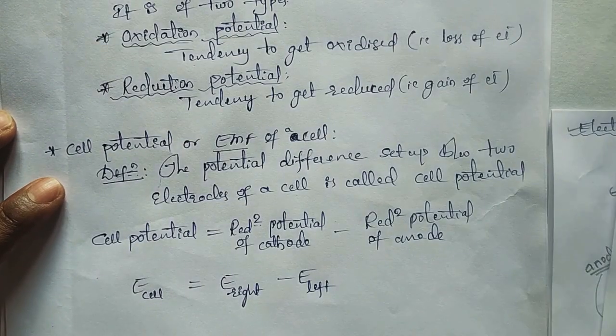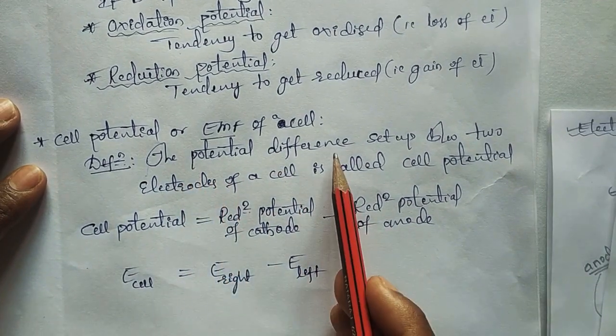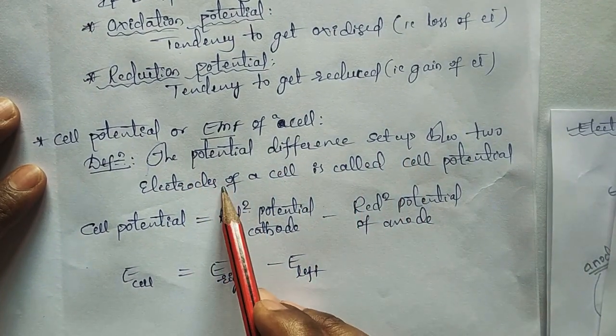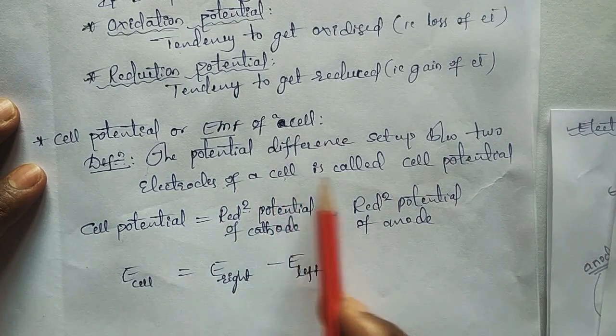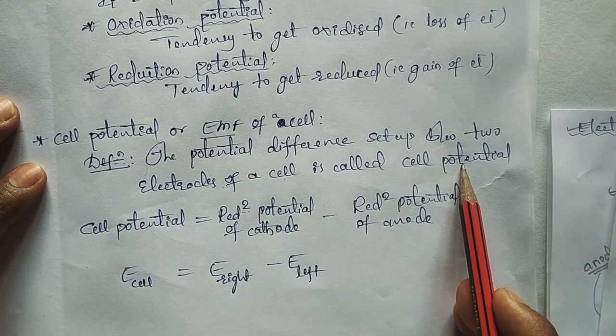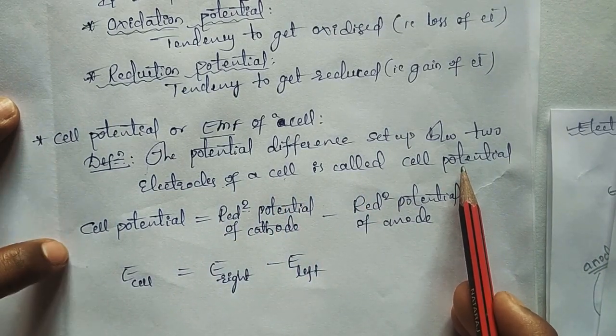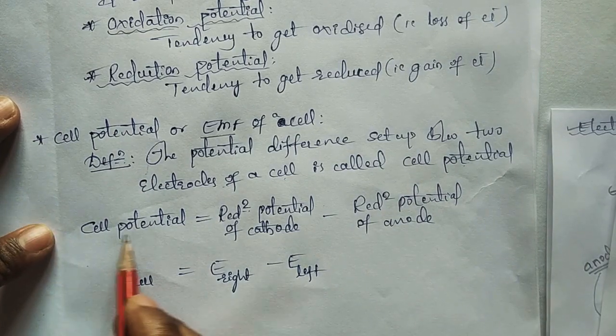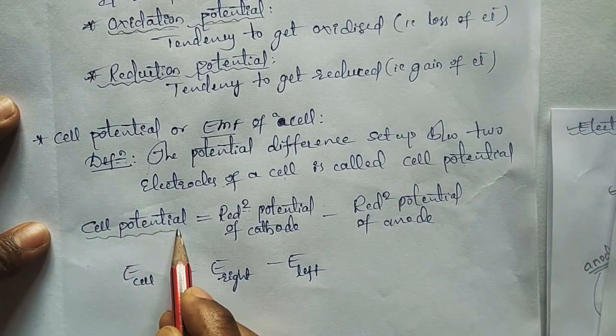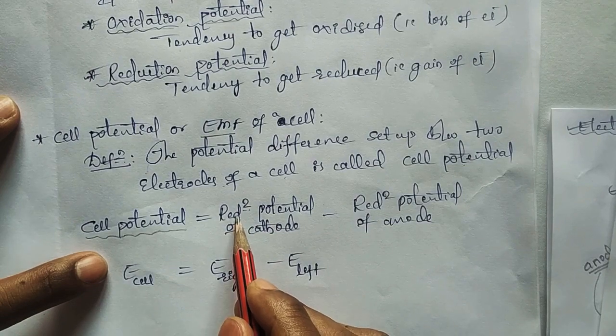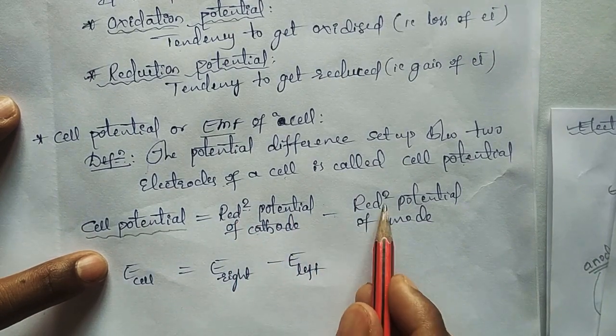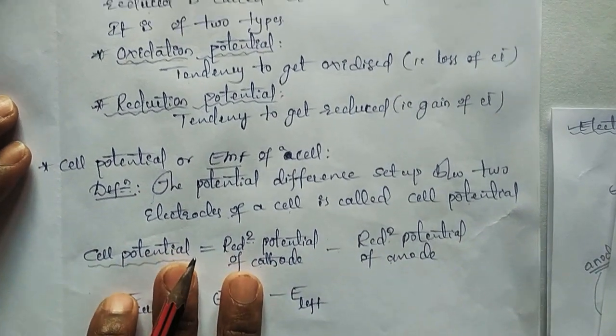So this difference, the potential difference set up between two electrodes of a cell, is known as the cell potential of a cell, or simply the EMF of the cell. And this is given by: cell potential of a cell is equal to the reduction potential of the cathode minus the reduction potential of the anode. Here you can note one point.